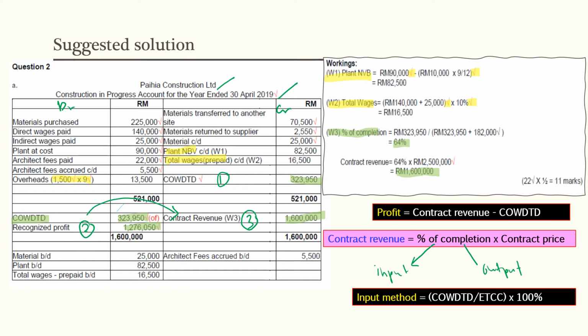So, this is the objective of this contract account, where the contractor is able to identify its recognized profit for the reporting period. And subsequently, don't forget to bring forward all the balances for the contractor to prepare the account in the next accounting period.